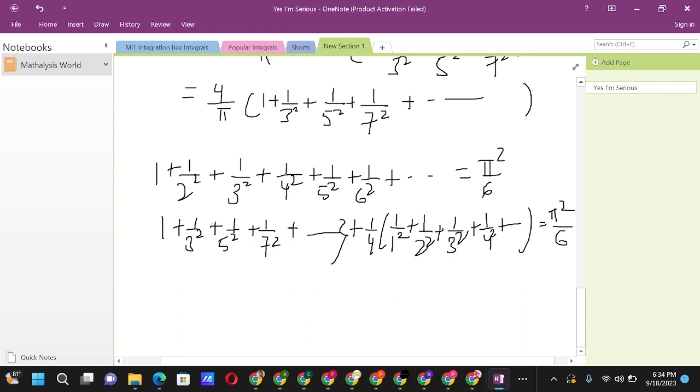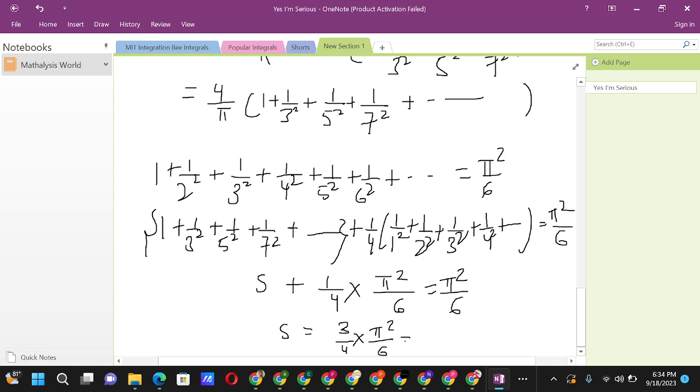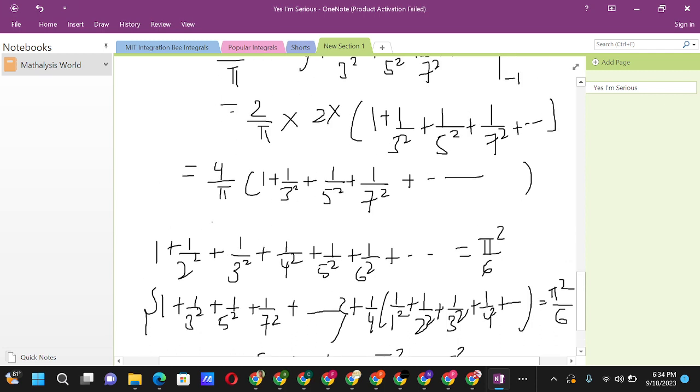Now this is the sum that we want. Let it be s, and we know that this is again the same sum, so it will be pi square by 6. So we get our required sum to be 3 by 4 times pi square by 6. So that will basically be pi square by 8. So the sum that we want is actually pi square by 8, and multiplied by 4 by pi, that is pi by 2.